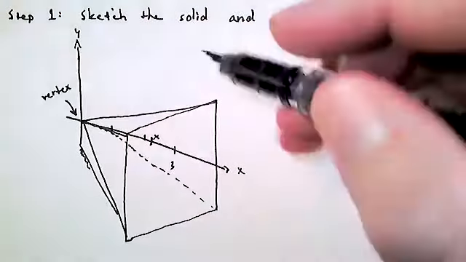And I left off a couple labels earlier. The base is 3 meters on a side. So the next step is, now that we have some sort of picture and a picture of a cross section, I need to find a formula for the area of a cross section.